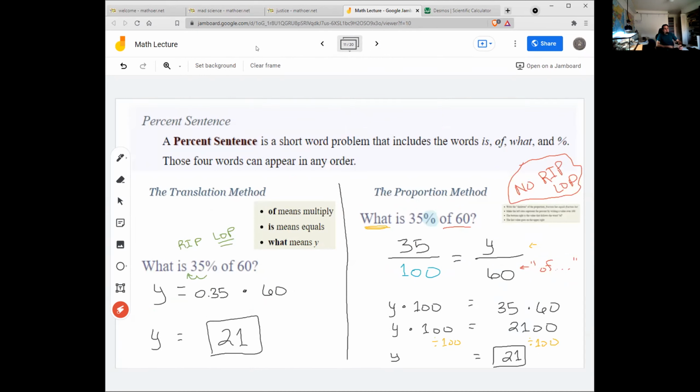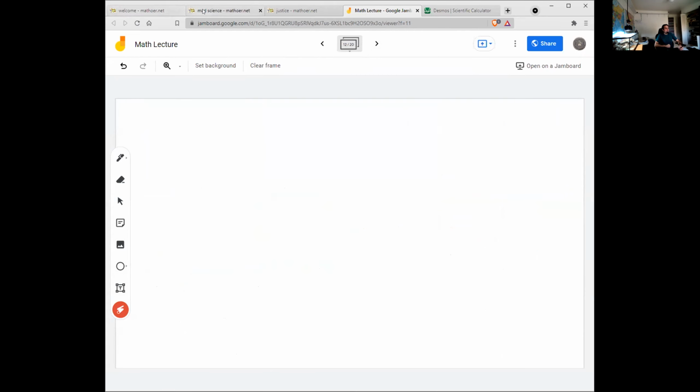If you like riplop, then you're going to like this side, the translation method, because you write less on the page. Riplop is sort of doing things in your head. There we go. On the other hand, if you like cross multiplying, then hey, I can cross multiply. You'll like the proportion method. Ready to do a bunch more example problems? Okay.